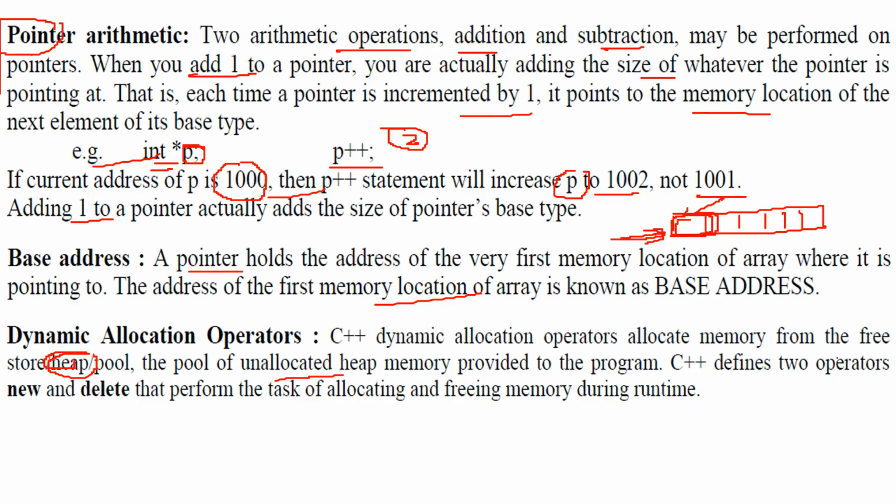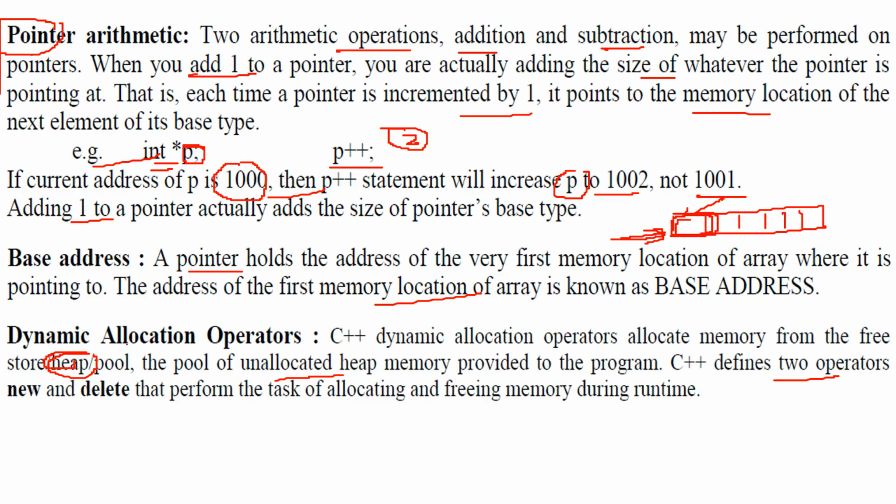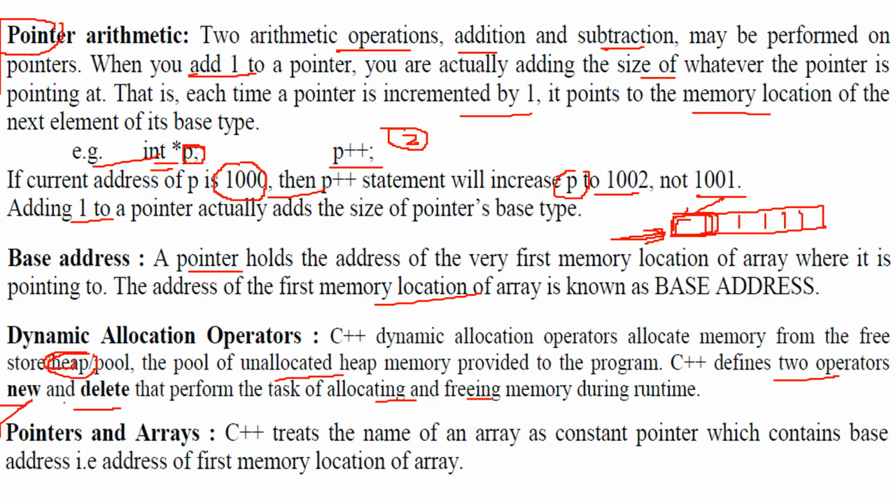C++ defines two operators, the new and the delete. If you correspond it to C, you will see malloc and free. So new and delete perform the task of allocating and freeing memory during runtime. Then pointers and arrays. As I said, C++ treats the name of the array only as a pointer. This pointer is pointing to the base address, that is, the address of the first memory location of the array.